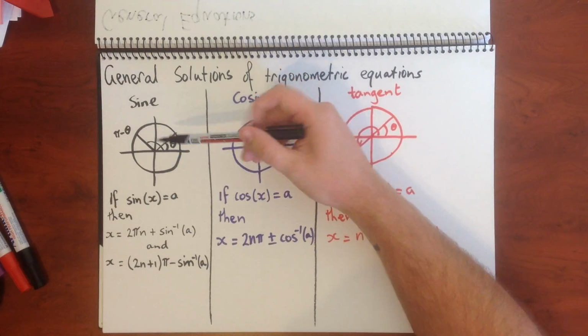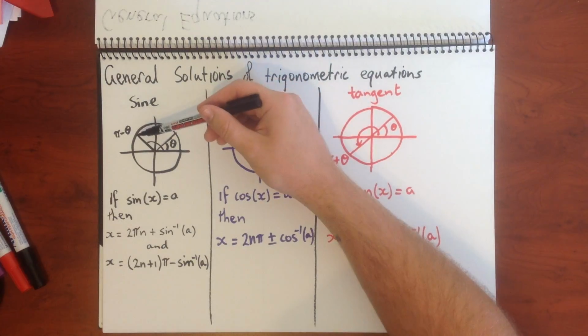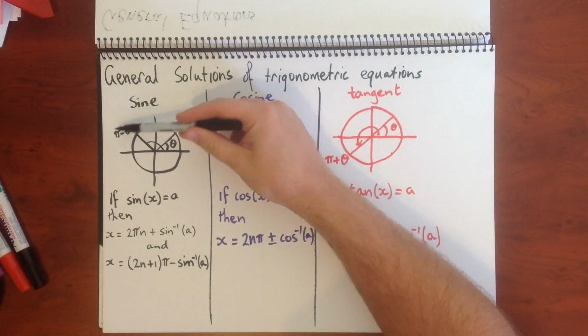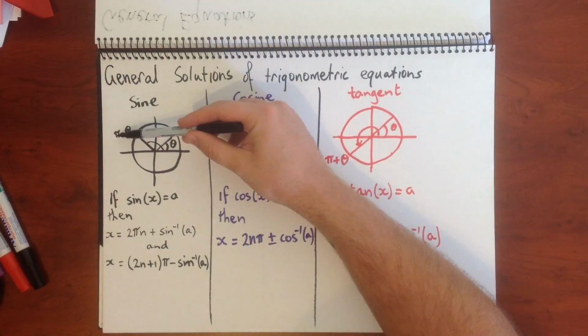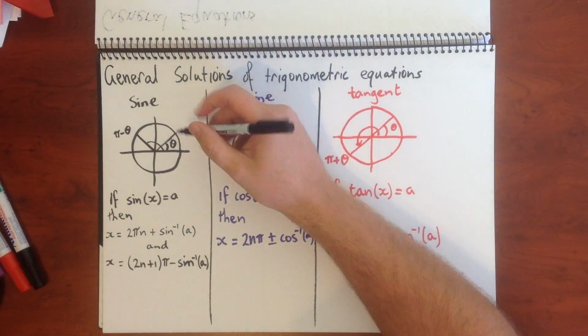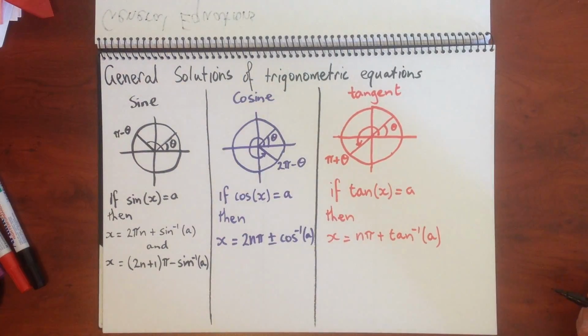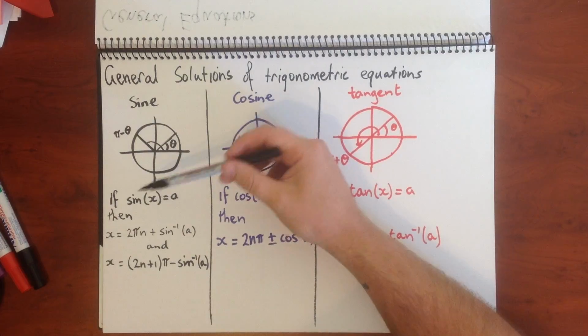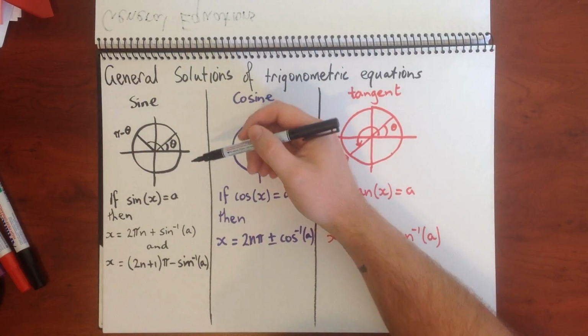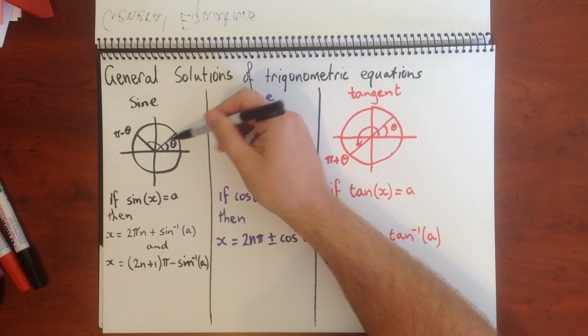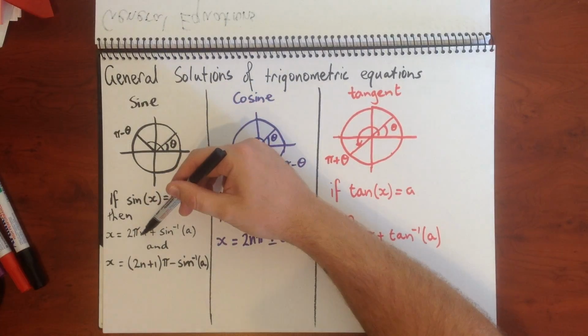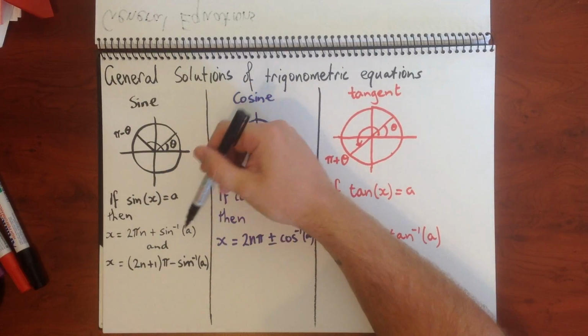We have one here in the first quadrant, and then we have one in the second quadrant, remembering that our solutions in the second quadrant are pi minus theta. We call this theta here our basic angle. So we're basically saying if sine of x equals a, then we have two solutions. We have one here, which is given by 2 pi n plus the inverse sine of a.